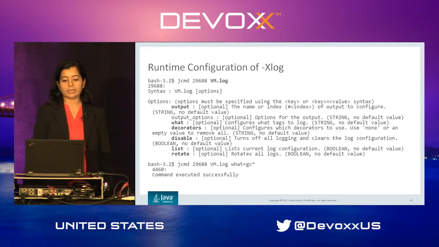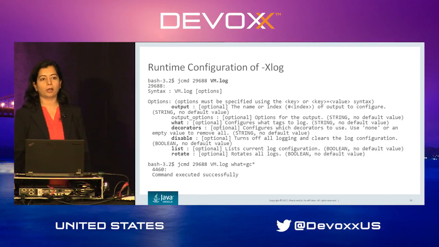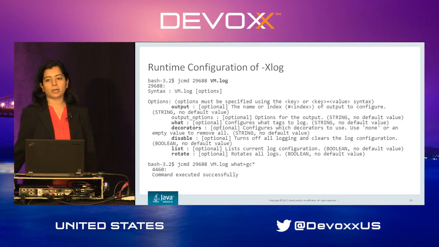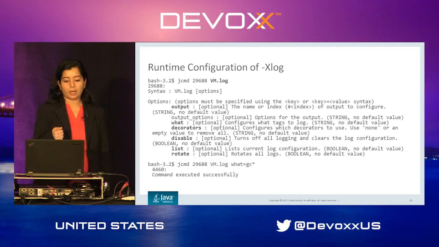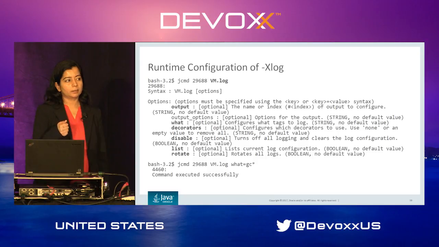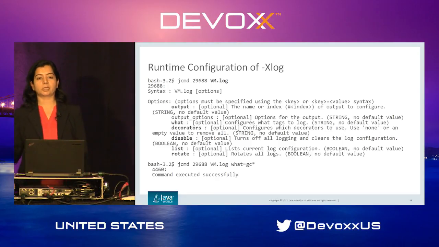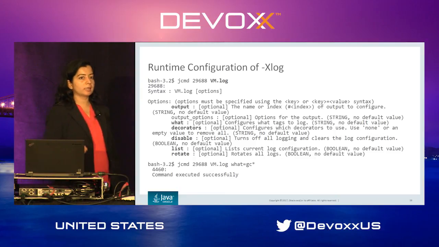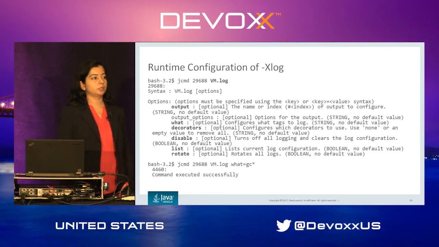Is it possible to dynamically configure -Xlog? Yes, it is. We can use jcmd or MBeans to dynamically change the options of -Xlog. If we use VM.log with the jcmd diagnostic command, it shows what options can be used to configure the parameters of -Xlog. In this example, I am using what=gc*, which means I am changing the tags that can be used with -Xlog to gc*.